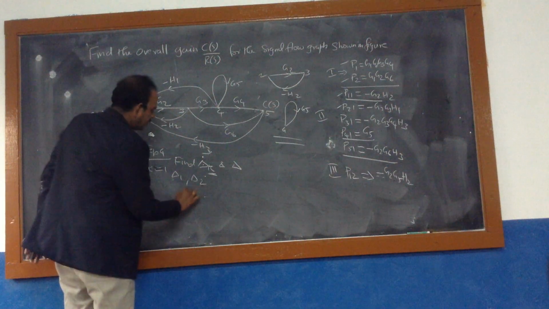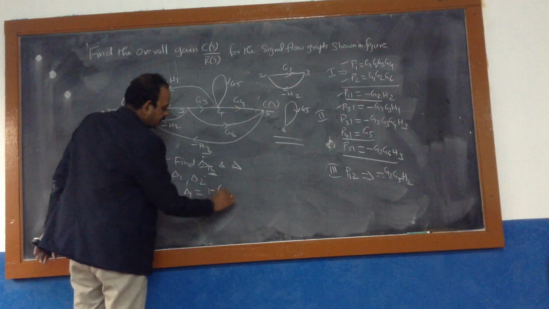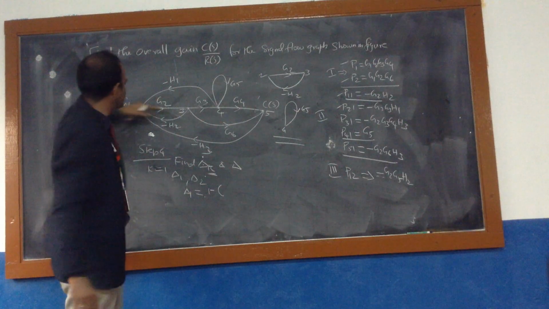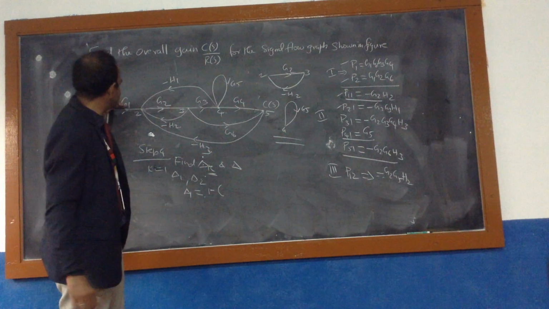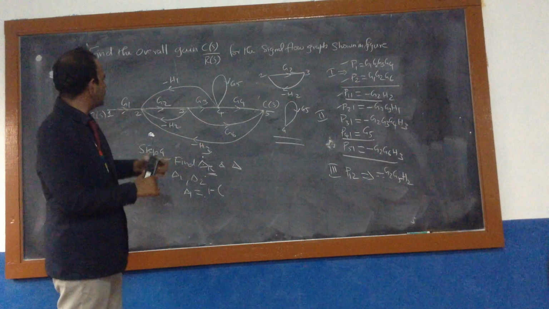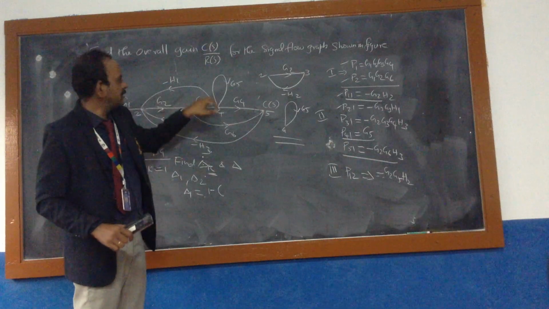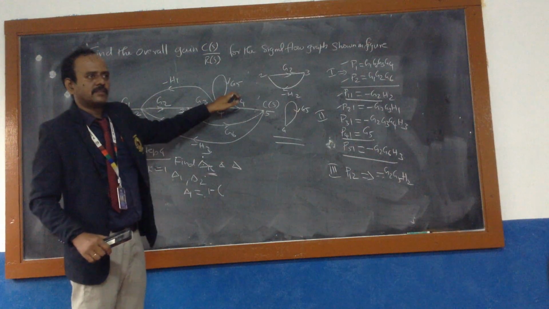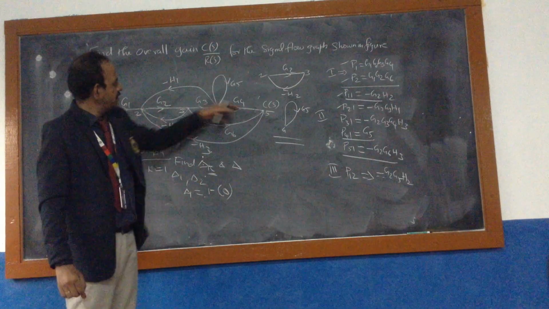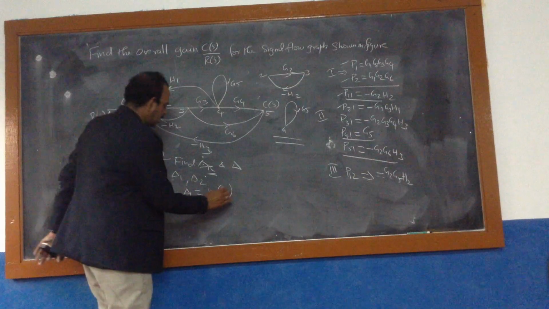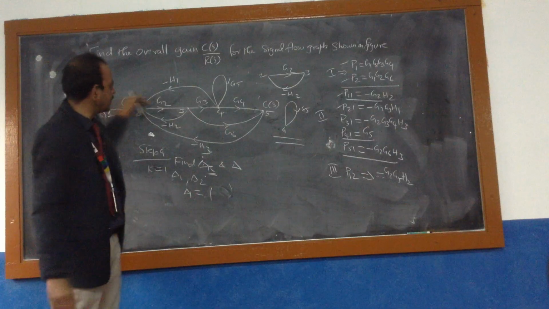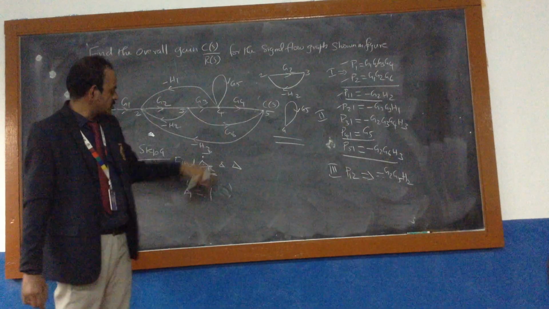So how to find del 1? Del 1 is nothing but 1 minus the part of the graph which does not touch the first forward path. This is the first forward path. Is there any part of the graph which does not touch G1, G2, G3, G4? No. There is no part of the graph which does not touch G1, G2, G3, G4. All of the graph touches this forward path. So 1 minus the part that does not touch the forward path, which is 0. Therefore del 1 is 1. For almost all signal flow graphs, the graph will touch the first forward path. That's why del 1 is 1.